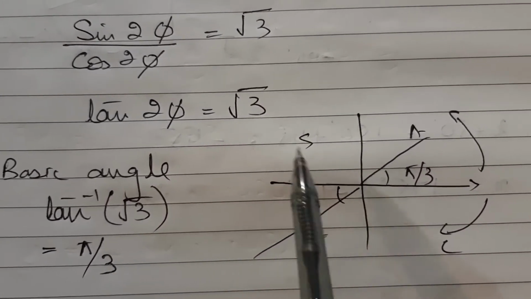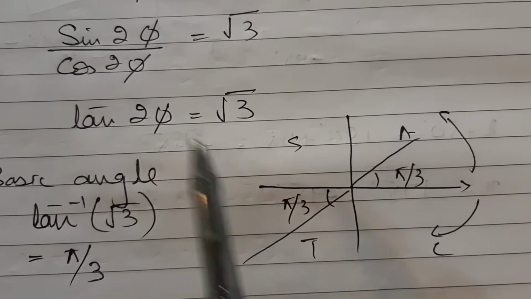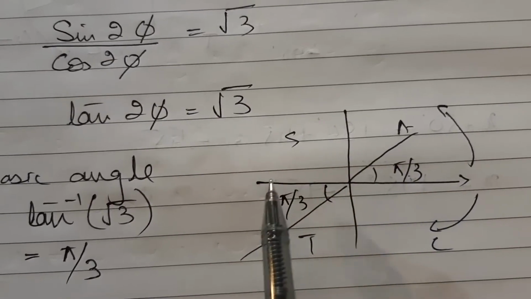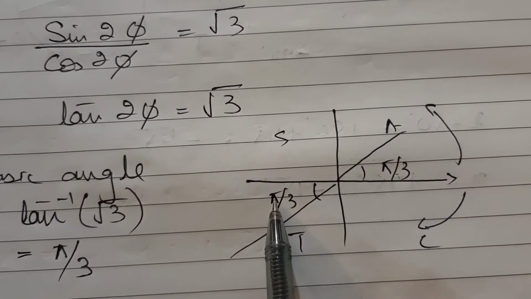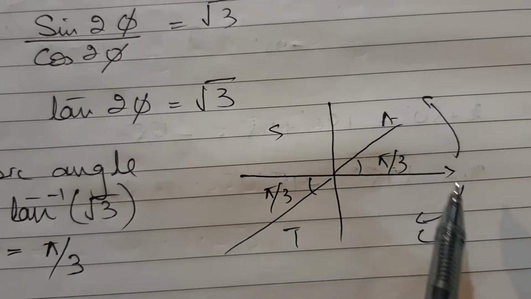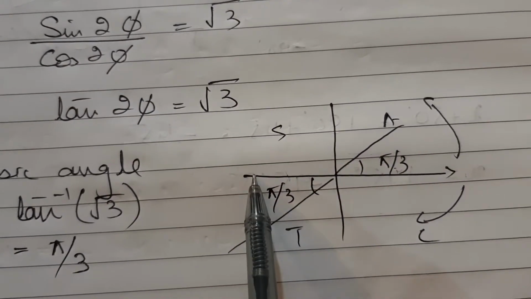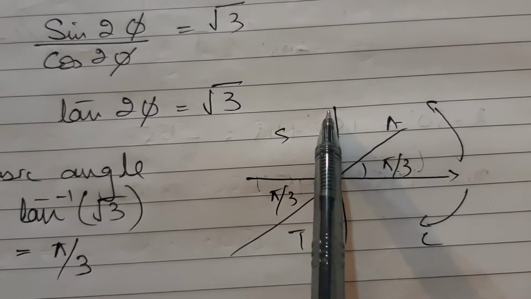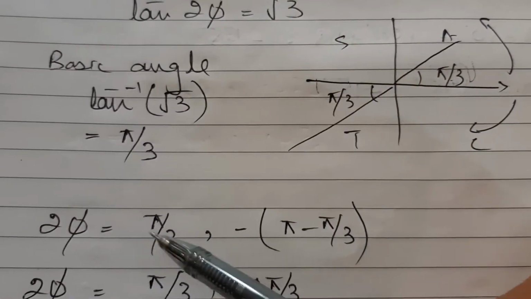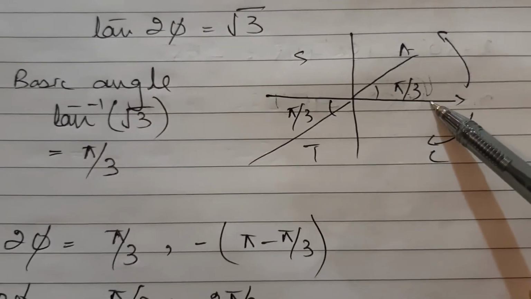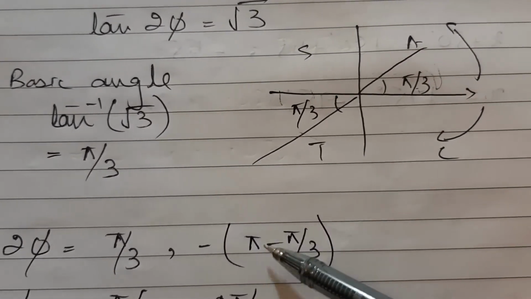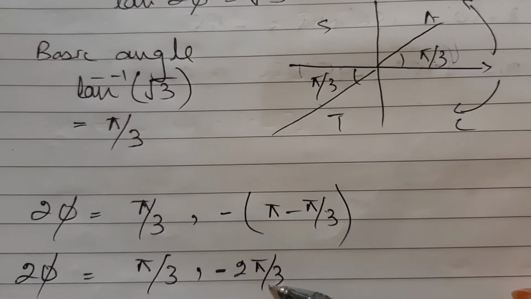Okay, so in the first and third quadrant, because tan is plus, my basic angle will be marked here, pi by 3. So I have to find the rotation this way from here till here, and this way from here till here. When I'm rotating this way, my first answer will be pi by 3. So I have written here pi by 3. And when I rotate clockwise, it will be pi minus pi by 3, which is 2 pi by 3.